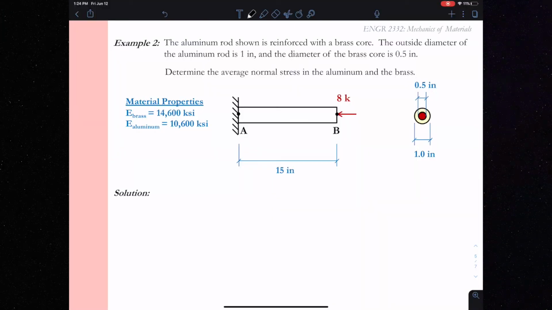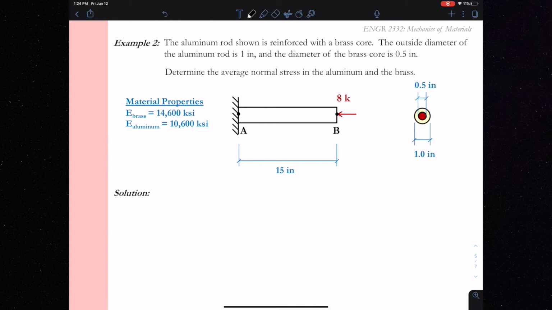When we look at statically indeterminate problems for one-dimensional systems, there's basically two types of problems we come across. One was seen in example 1 when we have a rigid bar that is bound or fixed on both sides, and then we have a force applied somewhere between it, and we don't know the distribution of how that force gets distributed to either side of the support reactions.